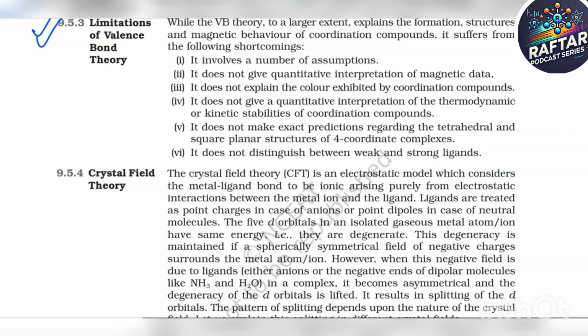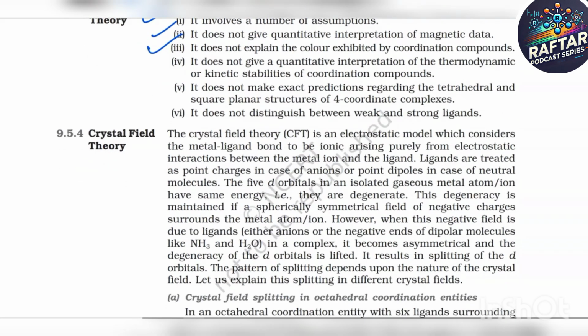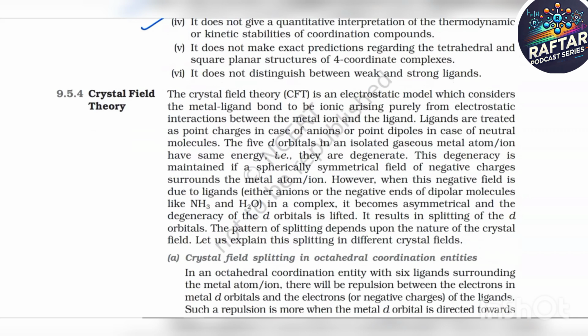First, it involves a number of assumptions. Second, it does not give a quantitative interpretation of magnetic data. Third, it does not explain the color exhibited by coordination compounds. Fourth, it does not give a quantitative interpretation of thermodynamic or kinetic stabilities of coordination compounds. Fifth, it does not make exact predictions regarding the tetrahedral and square planar structures of 4-coordinate complexes. Sixth, it does not distinguish between weak and strong ligands.